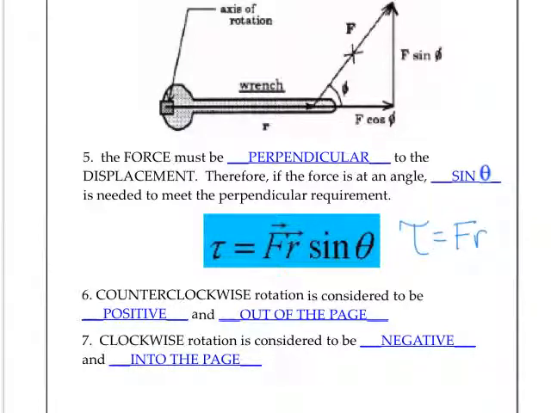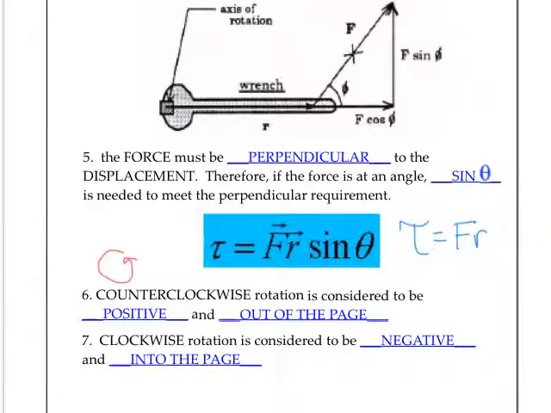Again, we need to talk about direction. So remember, if we had something moving linearly, we could describe the direction of motion with plus and minus signs, a positive and a negative direction. So we're going to do the same thing. Counterclockwise, remember that's where it goes opposite to the way a clock moves, is considered positive and out of the page. I will talk to you in class about what this term means later.